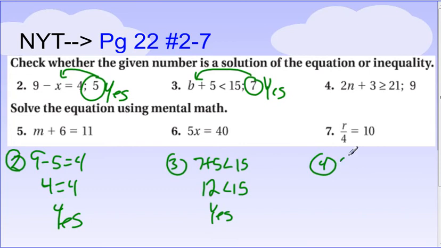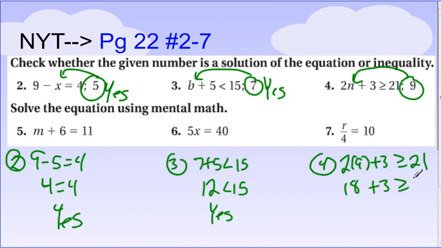Number 4. We're plugging in the 9 for n. So 2 times 9 plus 3, is that bigger than or equal to 21? Well, 2 times 9 is 18, plus 3. 18 plus 3 is 21. Is 21 greater than or equal to 21? Well, it's definitely not greater than, but it is equal to, which means this is a yes, because you're allowed equal to's in this as well. So that is a yes. So all 3 of those were solutions. Hopefully you said yes for all 3.